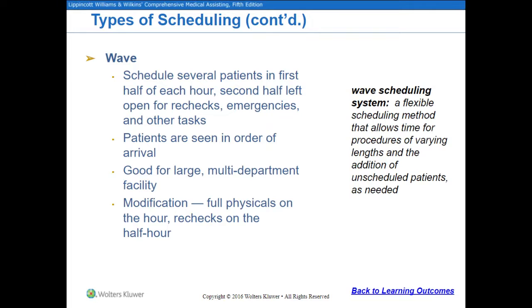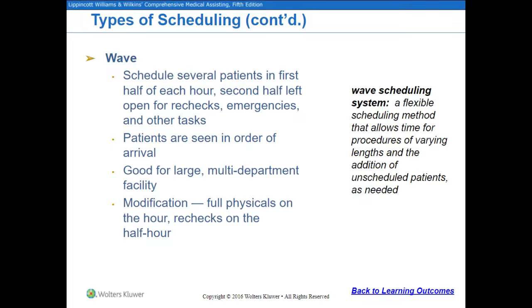Okay. So again, if you have any questions, feel free to ask me about it. But I'll just kind of recap. Wave is when several people are scheduled at the top of the hour. The rest of the hour is left open, right? All three of those patients are seen within that hour. The modification to the wave, which is called modified wave, is when the patients are scheduled throughout the hour.